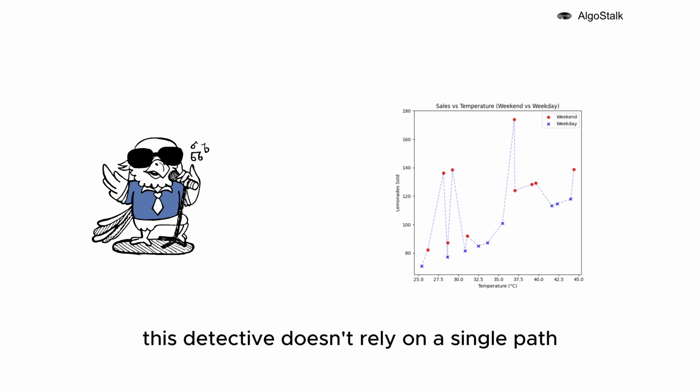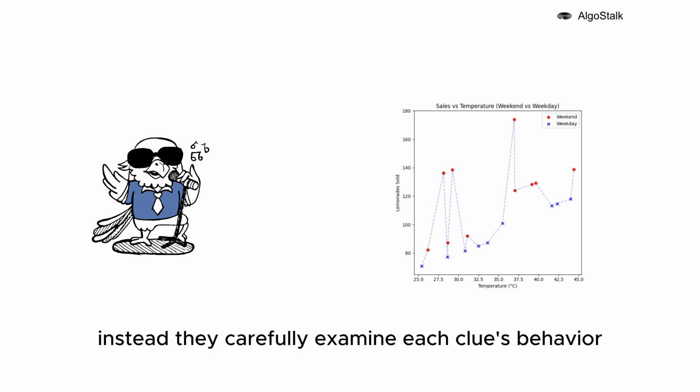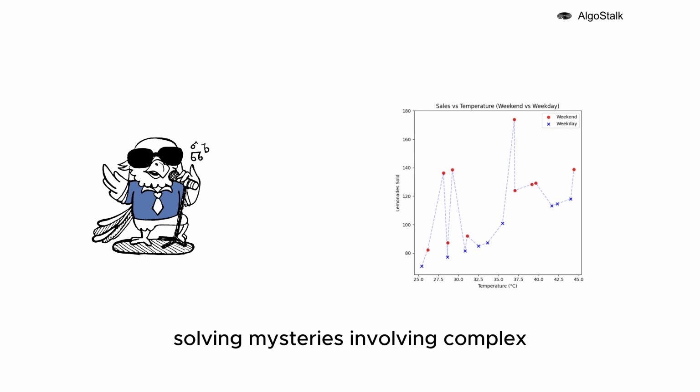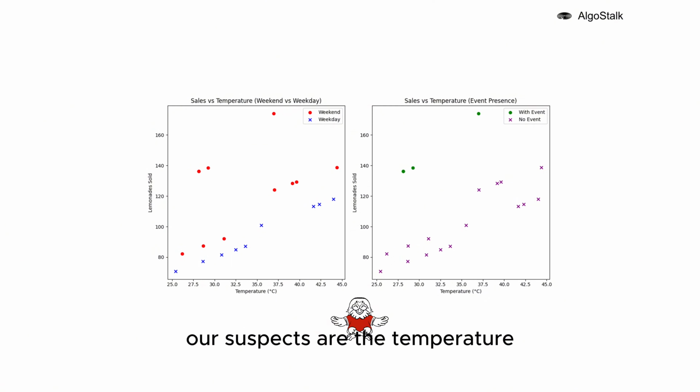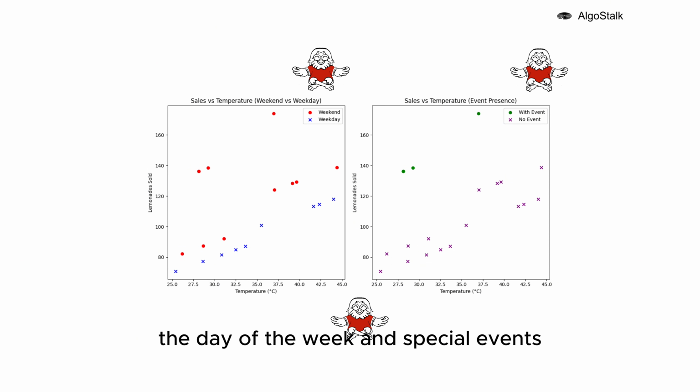This detective doesn't rely on a single path. Instead, they carefully examine each clue's behavior, solving mysteries involving complex, non-linear relationships. Take, for example, investigating sales at a lemonade stand. Our suspects are the temperature, the day of the week, and special events. But the link between these suspects and the sales isn't straightforward.